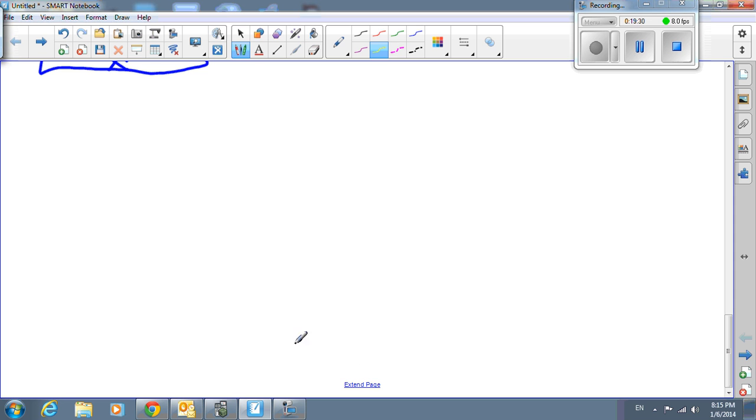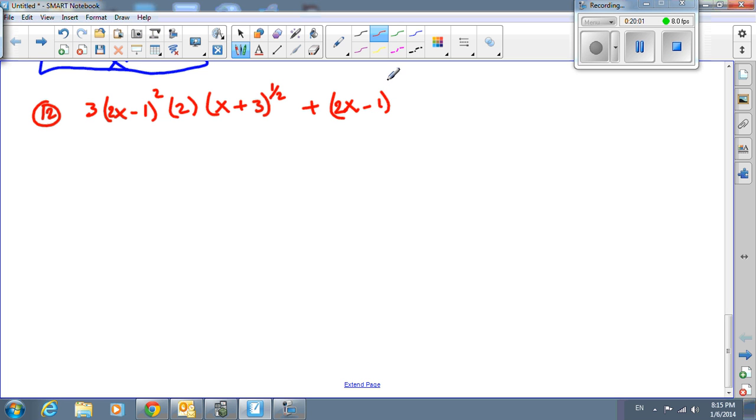All right, let's do 2 more and we stop. The next one will be number 12. Number 12 says 3 times 2x minus 1 squared, plus, times 2 times x plus 3 to the power of 1 half, plus 2x minus 1 to the power of 3 times 1/2 times x plus 3 to the power of negative 1/2.